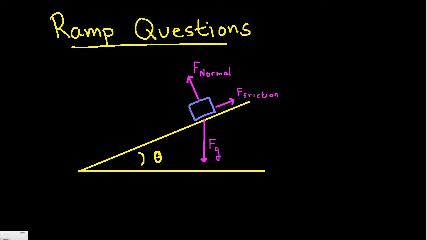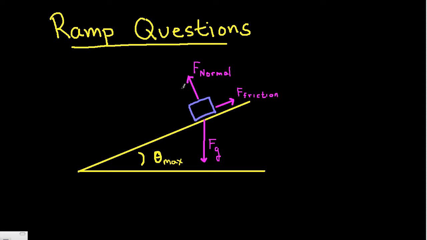Okay, here's some ways to think about these ramp questions. So if we have just a simple situation like this, where we have a block and it's at rest on a ramp, so it's in equilibrium, and maybe this is the maximum angle that we can tip this ramp up to before this starts to slide. So this is the maximum force of friction that we can get. Okay, so at this angle the friction is just balancing out the gravitational pull.